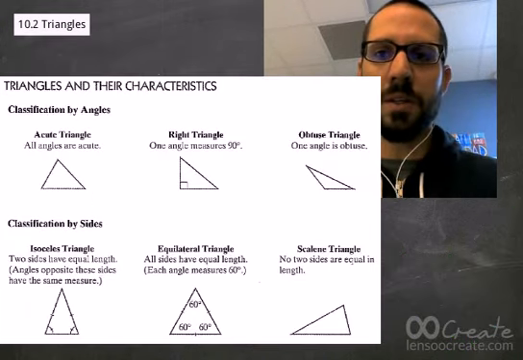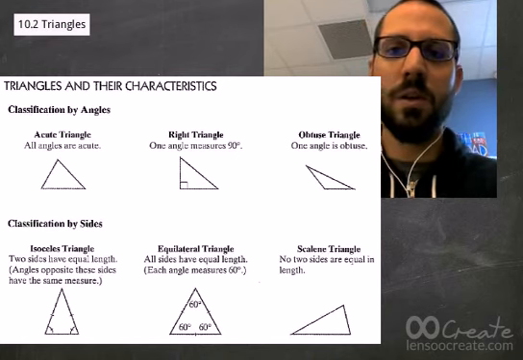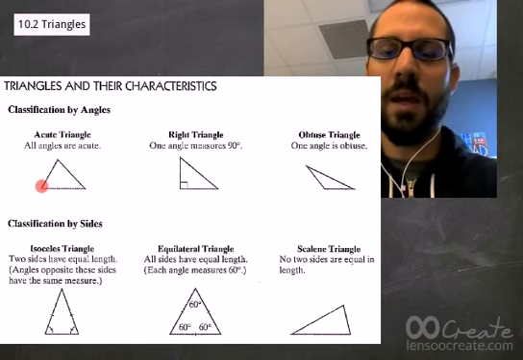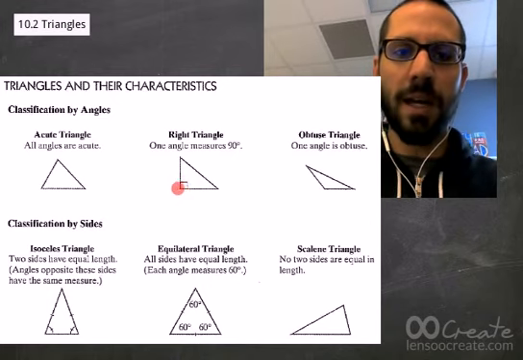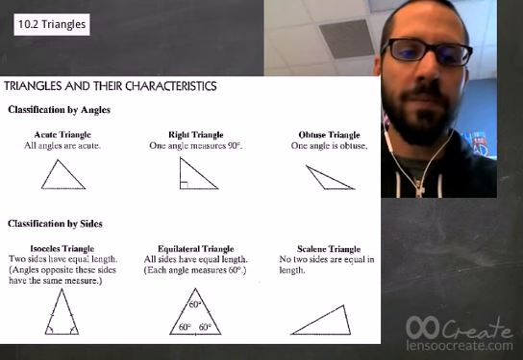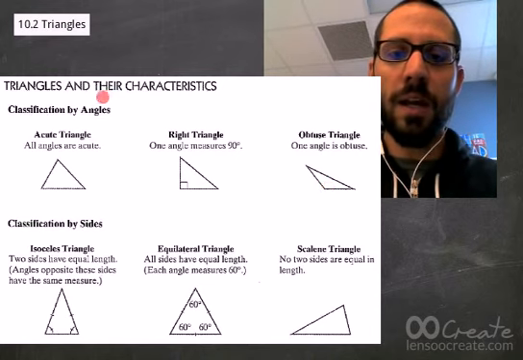All right, let's get some triangle characteristics down in our notebook. First thing we're going to talk about is acute triangles. All of the angles in that triangle are acute. In a right triangle, exactly one angle has a measure of 90 degrees. And in an obtuse triangle, one of the angles will be obtuse. So that's classification by angles.